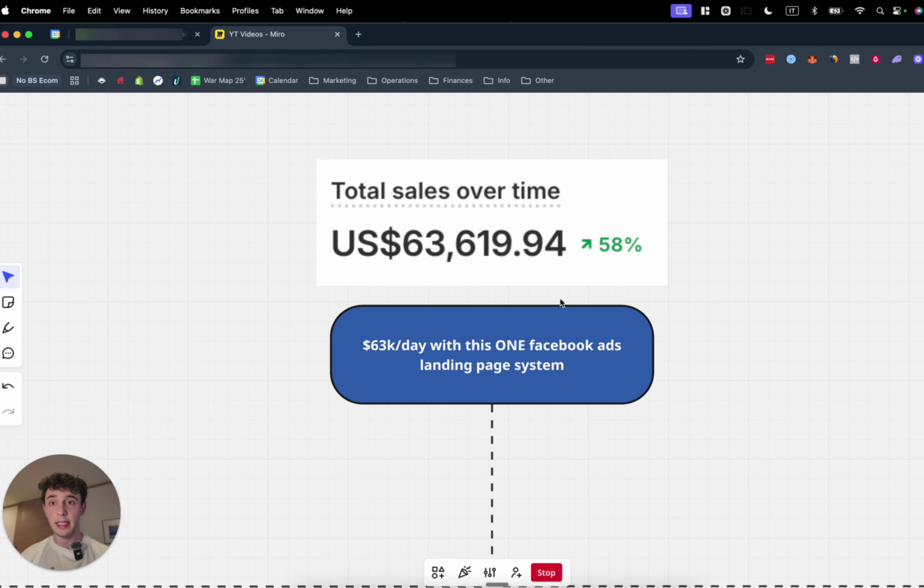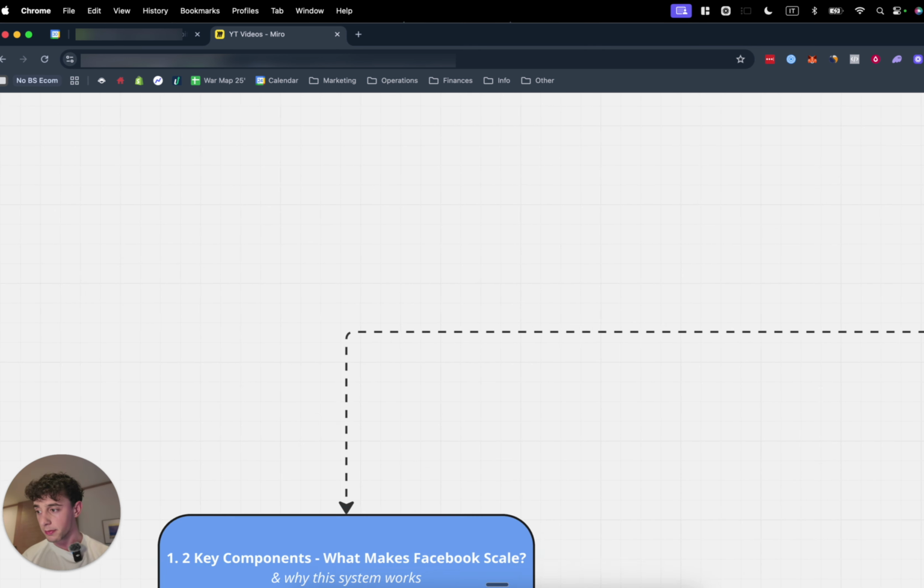So this is probably one of the most underutilized or underlooked strategies, systems, whatever you want to call it, in Facebook ads that people can take right after this video and go 2-3x their spend if done properly. So I'm gonna walk you through it.